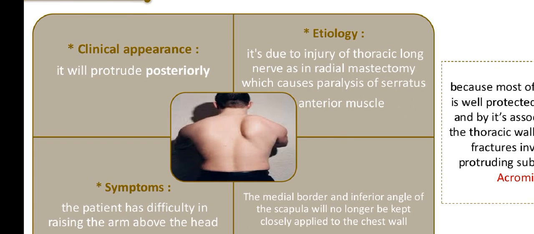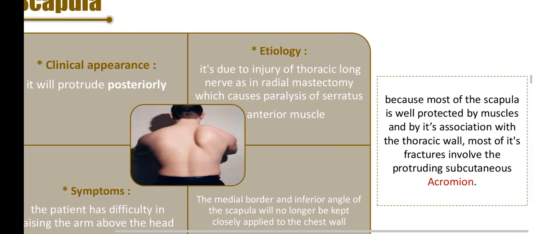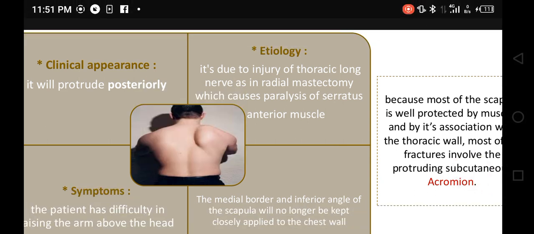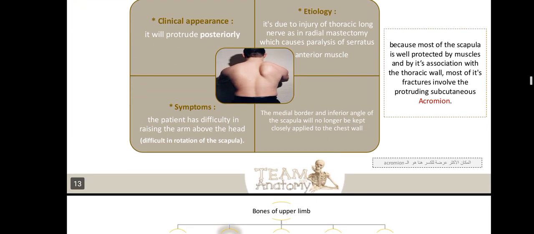Do you know what a radical mastectomy is? They do surgery on your breast, maybe to remove breast cancer. And because the long thoracic nerve passes near your breast, they can actually lesion it. Now the muscles attached on the medial side of the scapula are supplied by the long thoracic nerve, so their function is lost. Because most of the scapula is well protected by muscles, being associated with the thoracic wall, most of its fractures involve the protruding subcutaneous acromion.